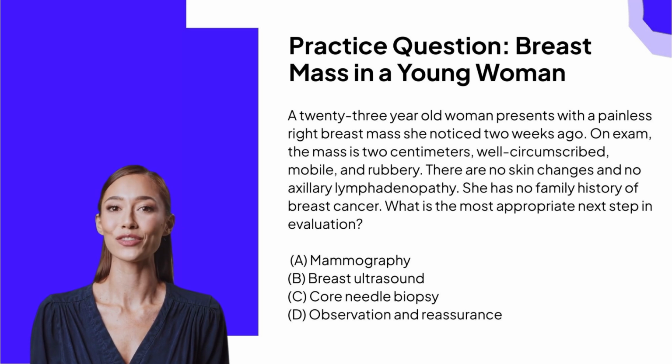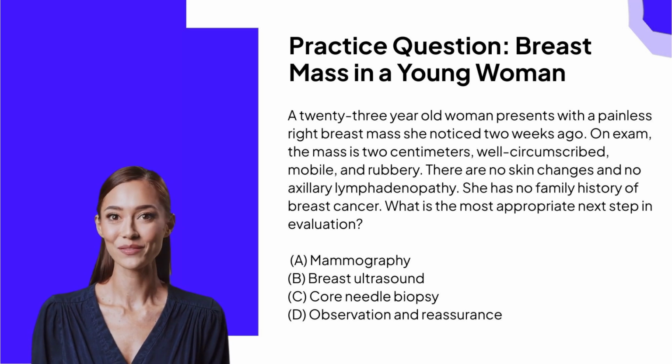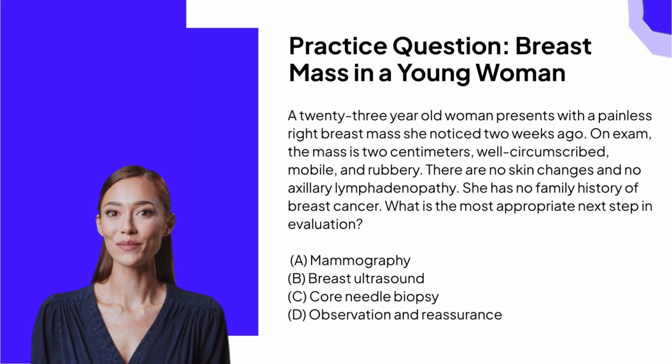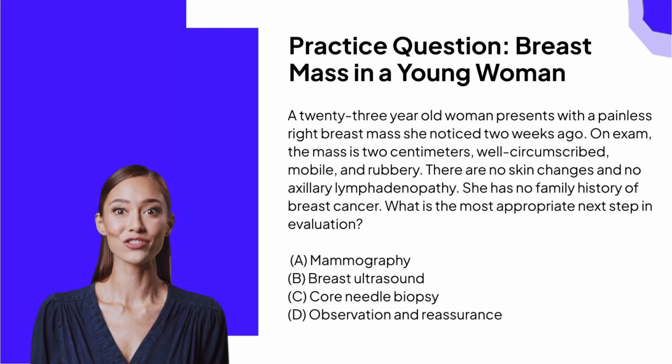Let us work through our first practice question. A 23-year-old woman presents with a painless right breast mass she noticed 2 weeks ago. On exam, the mass is 2 centimeters, well circumscribed, mobile, and rubbery. There are no skin changes and no axillary lymphadenopathy. She has no family history of breast cancer. What is the most appropriate next step in evaluation?